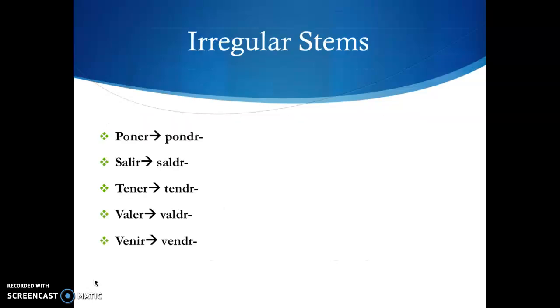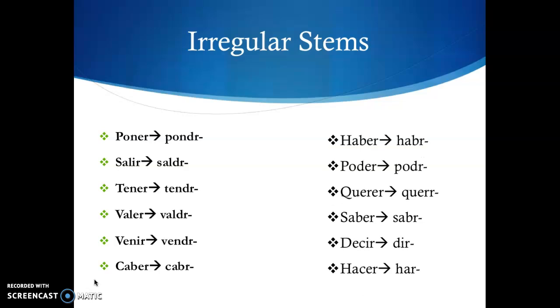Now here is the great part, our irregular stems. You guys can see all of them. Again, they should look really familiar to last week. Same exact irregular stems as our future tense, except for now, instead of adding the future tense endings, you guys are adding the ía, ías, ía, íamos, ían to the end of those.